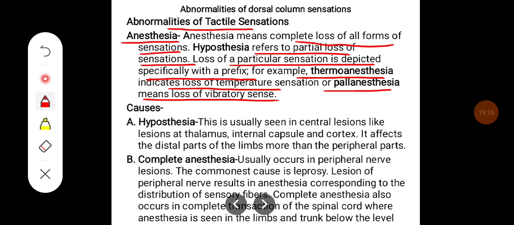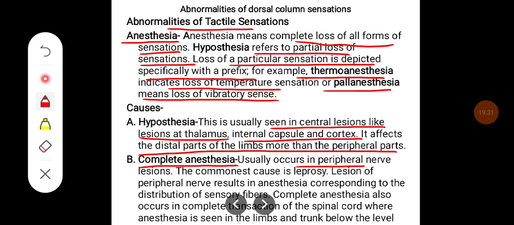Causes for these conditions. Hypoesthesia is usually seen in central lesions like lesions at the thalamus, internal capsule, and cortex. It affects the distal parts of the limbs more than the proximal parts. Whereas complete anesthesia usually occurs in peripheral nerve lesions. The commonest cause is leprosy. The lesion of the peripheral nerve results in anesthesia corresponding to the distribution of the sensory fibers.